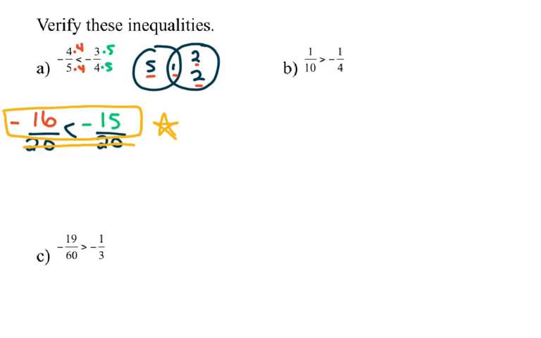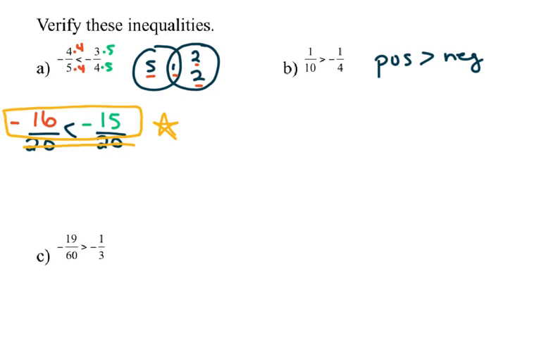For letter B, we have 1/10 is greater than negative 1/4. Well, this we should absolutely know at the beginning of the problem, that positives are greater than negatives. But let's say we're either not paying attention or both are the same. Either way, what we're going to do is change these two to decimals. Decimals are sometimes a little bit easier to compare than fractions.